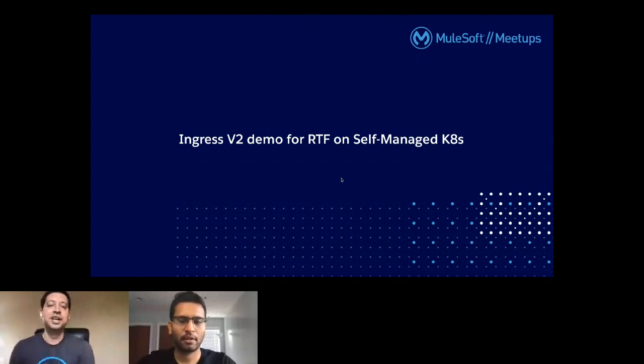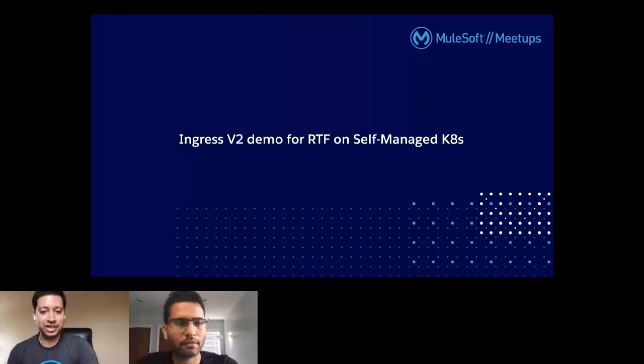Okay, thank you. So the topic of today's presentation is that we will be walking through the new changes that have come in with RTF 1.10. It's majorly around the Ingress capability on RTF self-managed Kubernetes. I will be using the terms self-managed Kubernetes and BYOK interchangeably. Internally we call it bring your own Kubernetes, so don't get confused. Bring your own Kubernetes is nothing but self-managed Kubernetes, or BYOK. Okay, so let's get started.